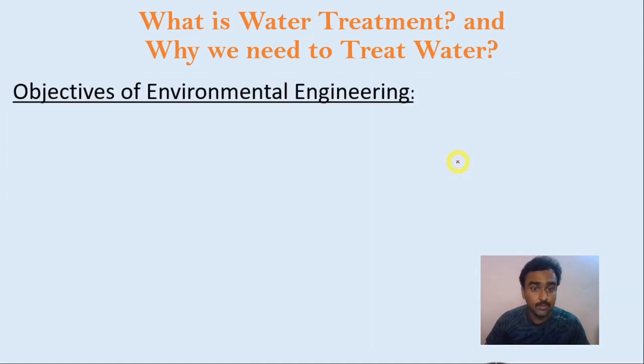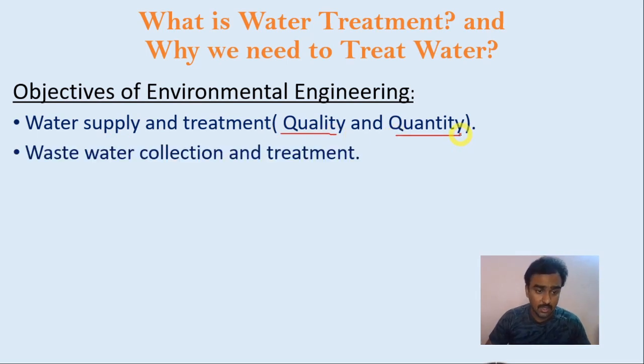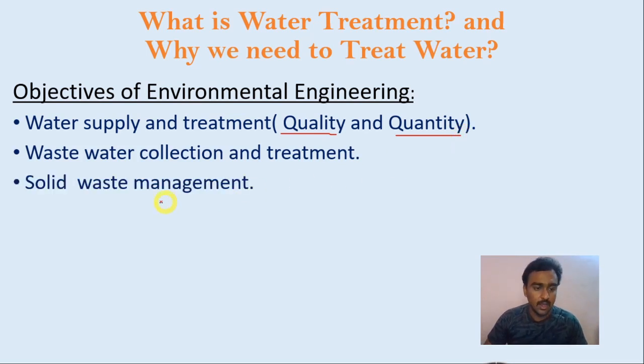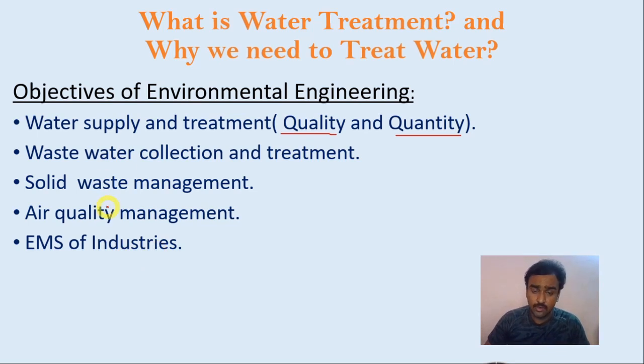First, let us know the objectives of environmental engineering. The first objective is to supply water to the public in sufficient quality as well as in adequate quantity. The next objective is to collect the wastewater generated, treat it and dispose of it, manage the solid waste generated, and manage the air quality, whether indoor or external, and manage the environmental systems in industries. So, these are the objectives of environmental engineering.